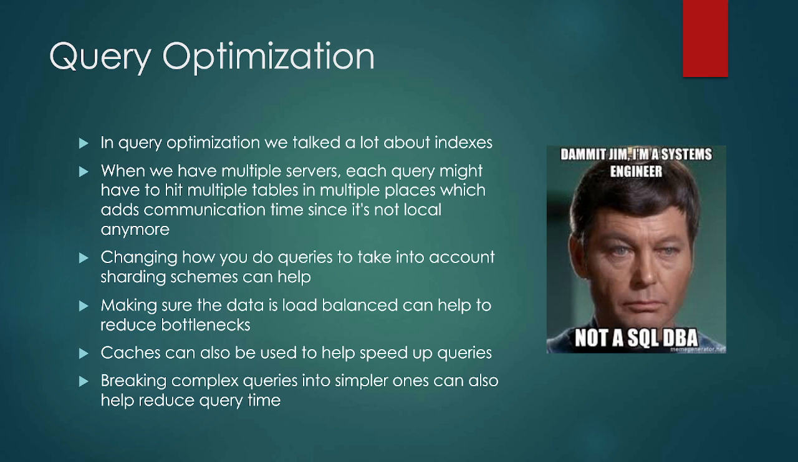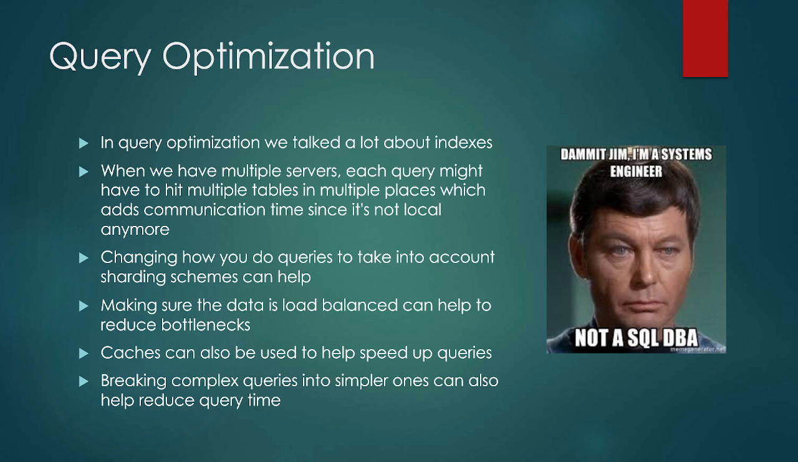With query optimization, we talked a lot about indexes. That was our original go-to. When we have multiple servers, each query might have to hit multiple tables in multiple places. So we have to start worrying about communication time, because each of these shards has to be able to communicate with each other. It's no longer considered local, so we have to add that communication time in and take it into account.